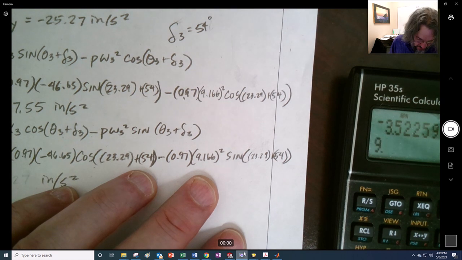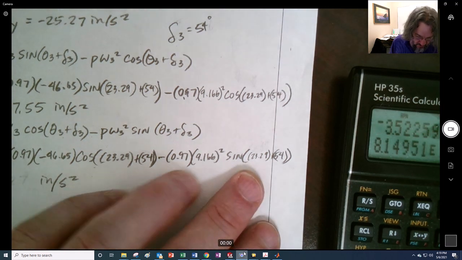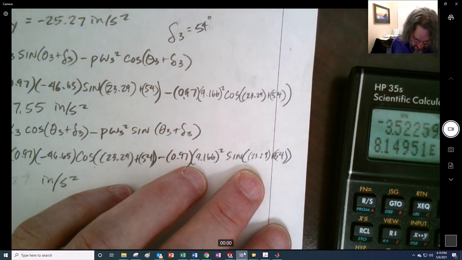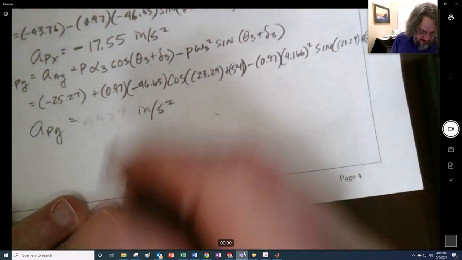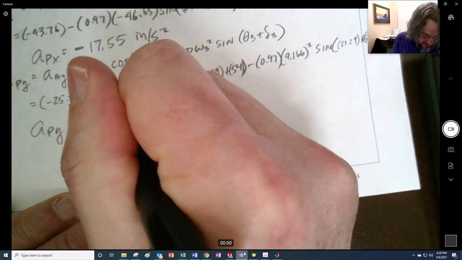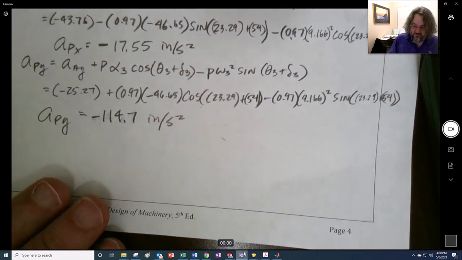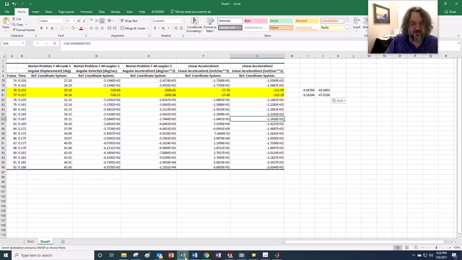come back, 9.166, 0.97 times, I don't remember what it was, 23.29, 54 plus, it was 77.29, all right, times sine, and now subtract it, ooh, there we go, and it's still not really pretty, 114.7, negative 114.7. There you go. Well, okay, it's close to this one, negative 115 right there. Okay, so it compares well. I'll give it a pass.